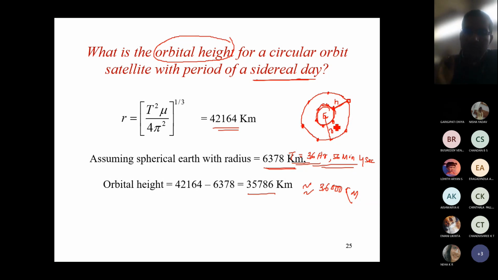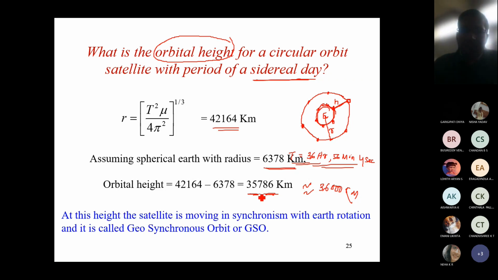So for which satellite is it possible? It is possible for those satellites which are orbiting at an orbital height of 35,786 kilometers. So since these satellites are moving in synchronization with the ground station or any ground point, that orbit is called geosynchronous orbit, or in short it is called GSO. So this orbit is called geosynchronous orbit, or GSO.